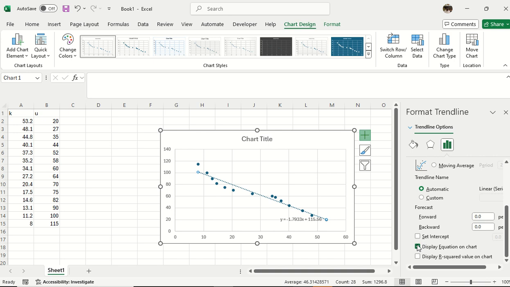I click here, I see the equation, and I click here, I see the r square. So you put the data, the two columns should be consecutive, and the number of values should be equal. Then you select the data, go to insert and insert a scatter chart. Once you get the scatter chart, you will only see the dots.